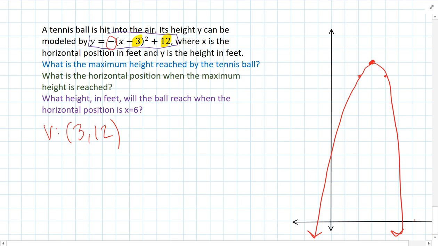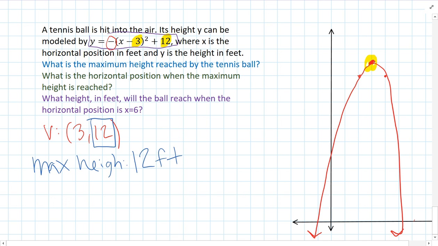So the first question is, what is the maximum height reached by the tennis ball? This is going to be the highest point of our parabola, which, if we have a downward facing parabola, is always going to be the vertex. And it's asking for the maximum height, so that's going to be my y value of my vertex. So that's going to be 12. So my max height is going to be 12 feet.